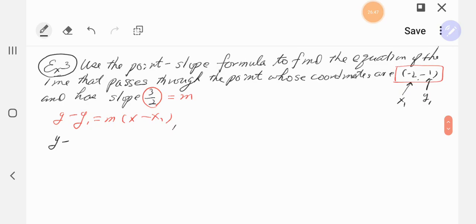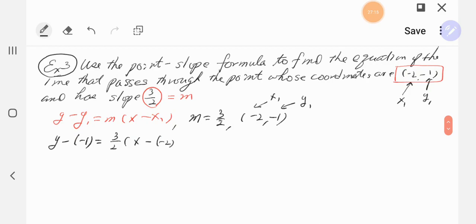So let's double check. What's the m value? 3/2. The given point is -2 and -1. So -2 will be substituted for x1, and -1 is the y1 value. So y minus y1 is equal to m, 3/2 times x minus x1, which is -2. All right, then y plus 1.